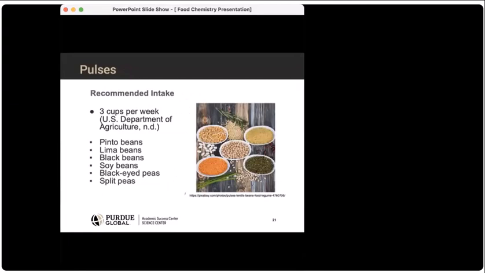So what is the recommended intake for pulses? It's about 3 cups per week, according to the U.S. Department of Agriculture. So other examples of pulses, again, if you're not that familiar with this term, would be things like pinto beans, lima beans, black beans, soybeans, black-eyed peas, and split peas.